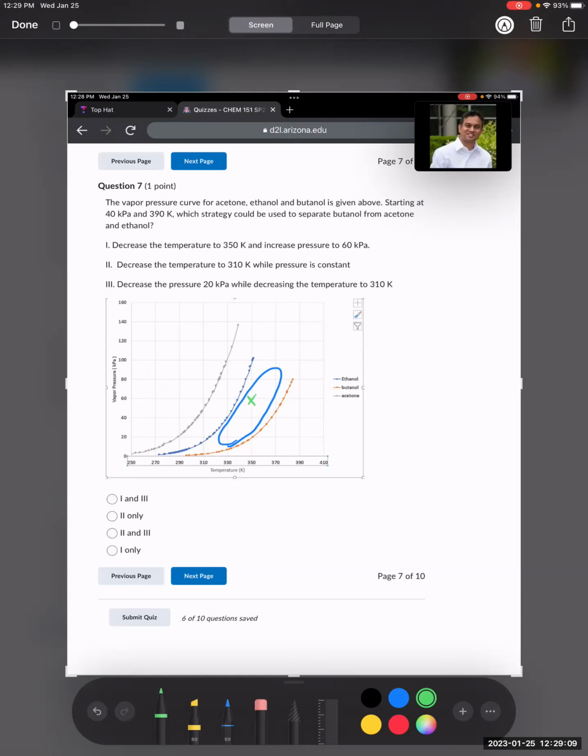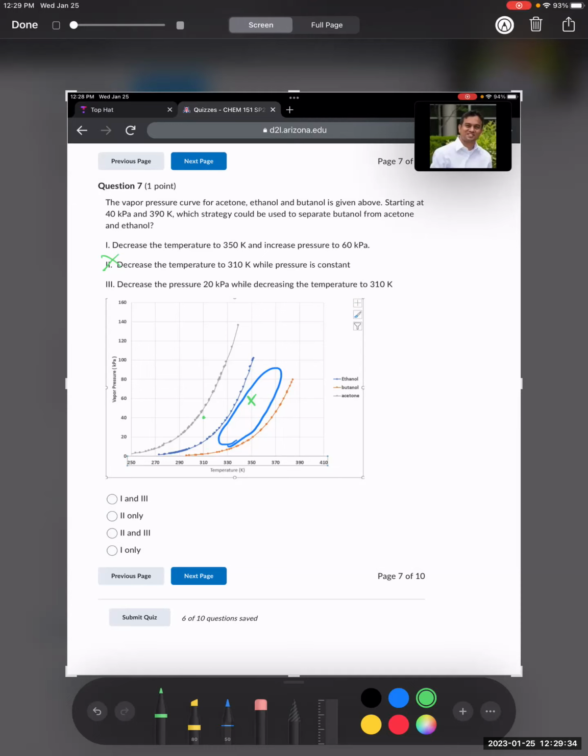Option 2: decrease the temperature to 310 Kelvin while pressure is constant. So we are at 390 Kelvin initially, 40 kilopascals initially. And if you decrease the temperature to 310, you will be over here. It doesn't work. So that is out. You need to be in this blue region.